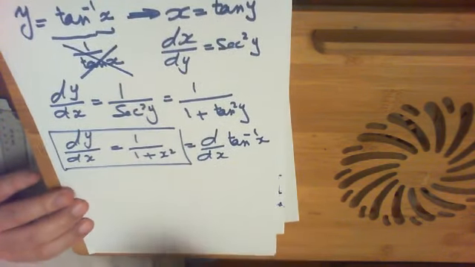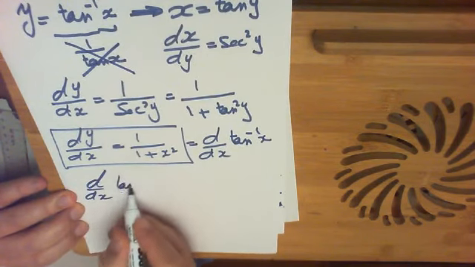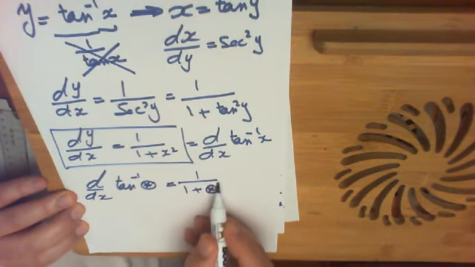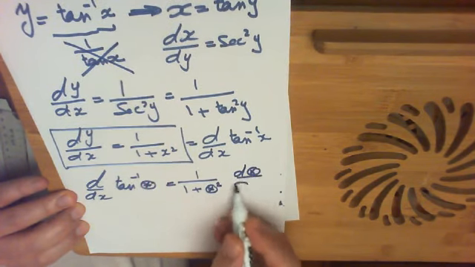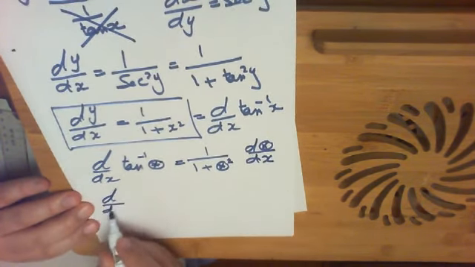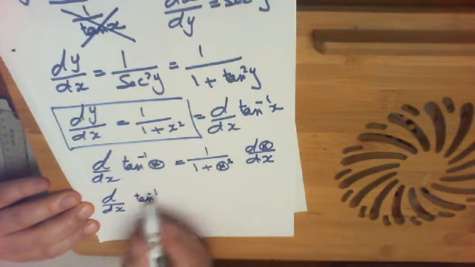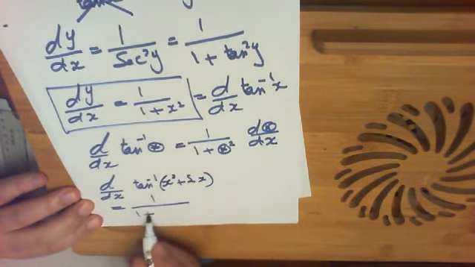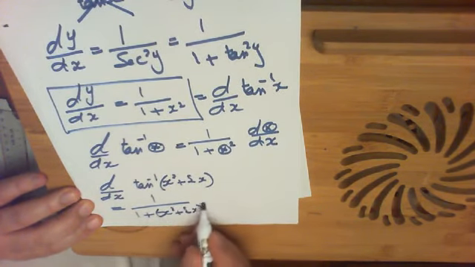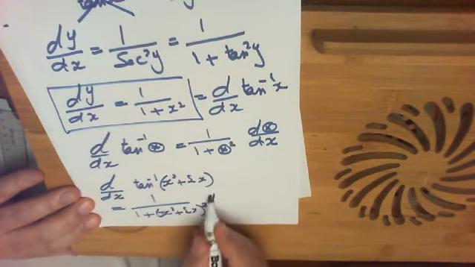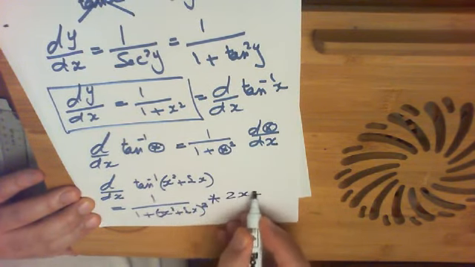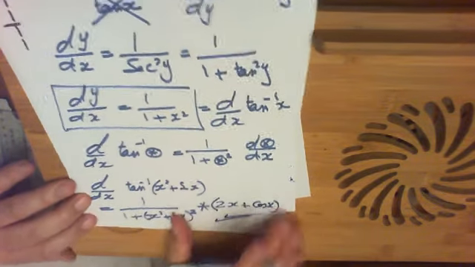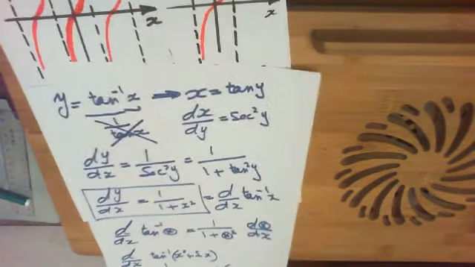Okay? Take care. d by dx for tan minus 1 of any function equals 1 over 1 plus this function squared, times the derivative of that function with respect to x. For example, d by dx for tan minus 1 of x squared plus sine x equals 1 over 1 plus x squared plus sine x, all squared, times the derivative of this function, which is 2x plus cosine x. This is for the inverse of tan x.